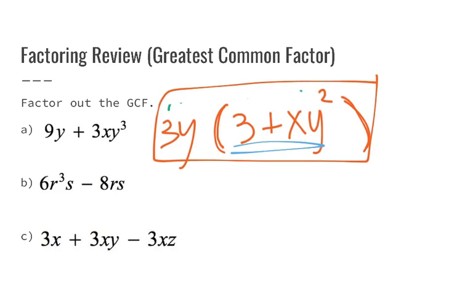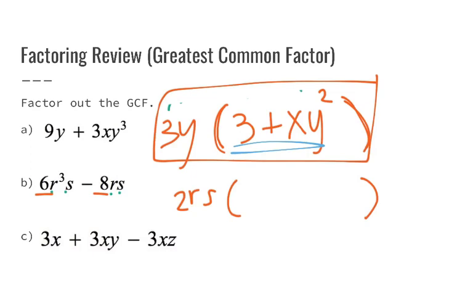Okay, so let's look at the second one. When I look at the numbers 6 and 8, I can definitely take out a 2 from both of those. They both can be divided by 2. And then I look at the letters. There's definitely an S in both of them. I don't know why I'm jumping to the S, but I just felt like it. So I'll write that down. And then if I look at the R's, I have 3 here and 1 here, so I can take out 1. It doesn't matter if you write 2RS or 2SR, it's the exact same thing.